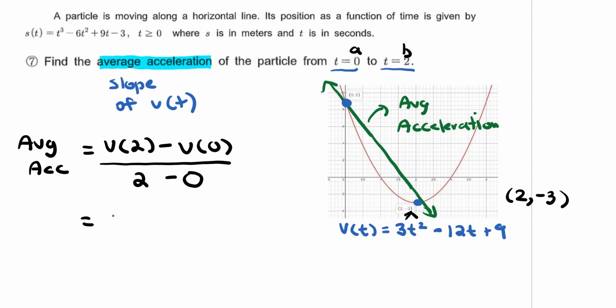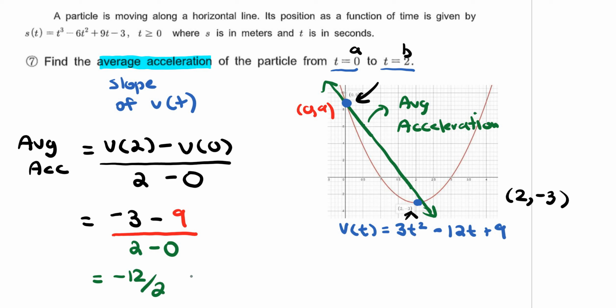So this will be negative 3 minus, and over here, v of 0 is going to be 9. So that's going to be 0 comma 9. So that'll be negative 3 minus 9, all divided by 2 minus 0. Okay, so I have negative 12 divided by 2. And if I complete that calculation, I get negative 6 meters per second squared. All right, so that is the slope of that line.